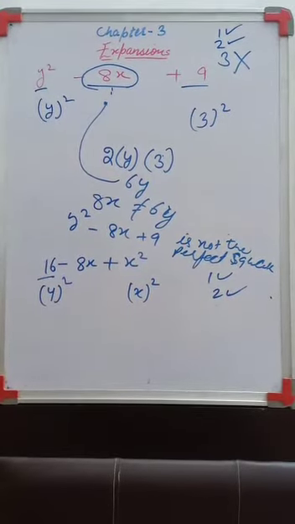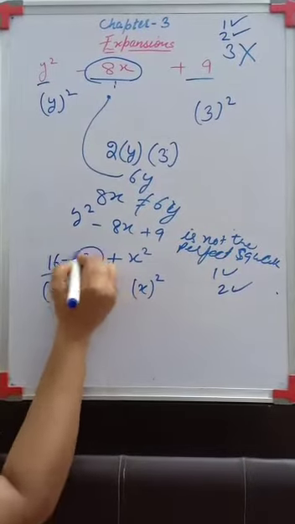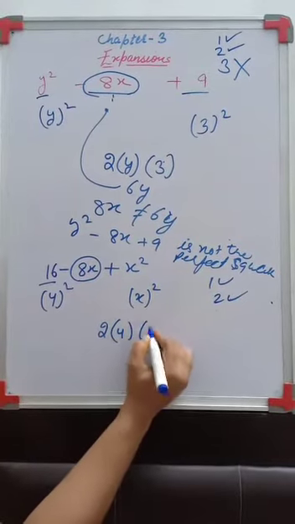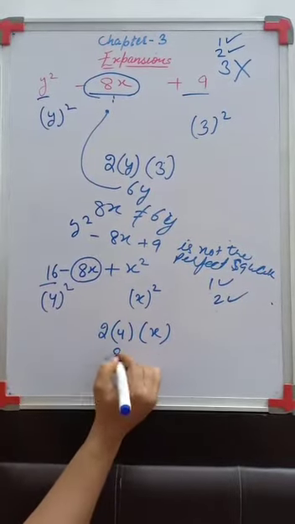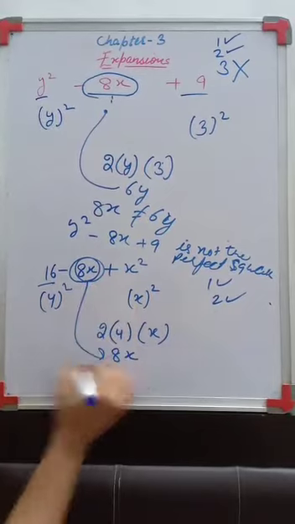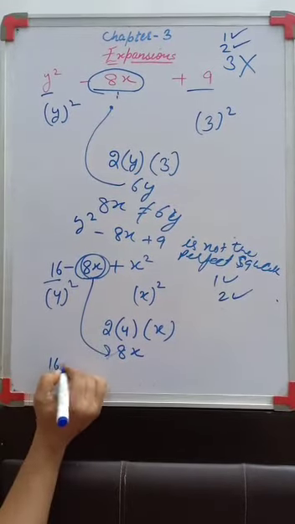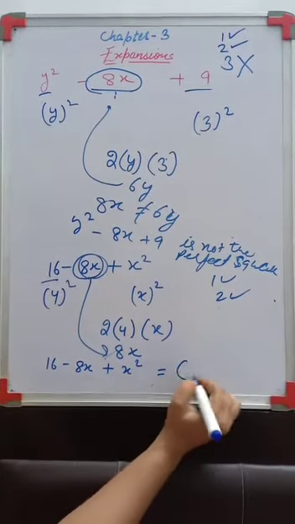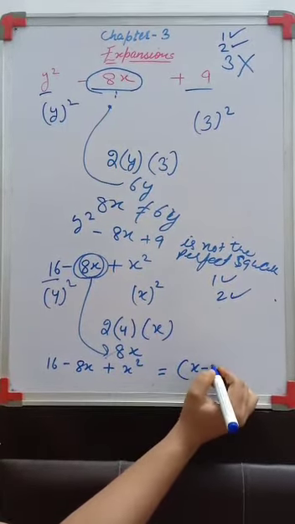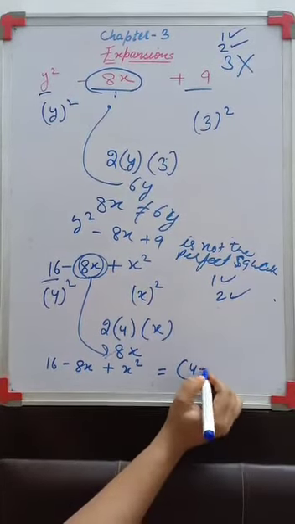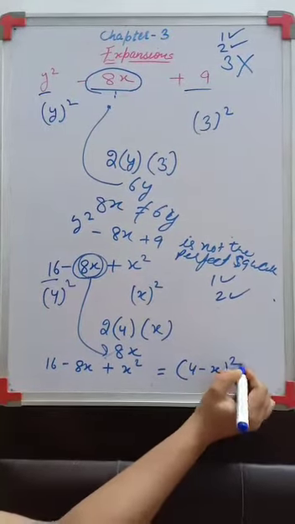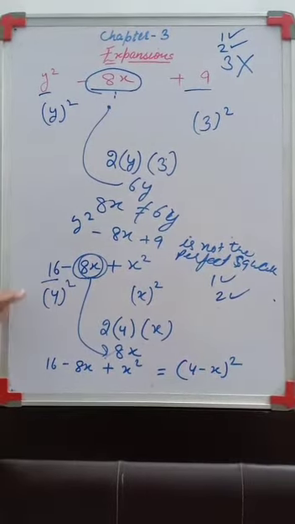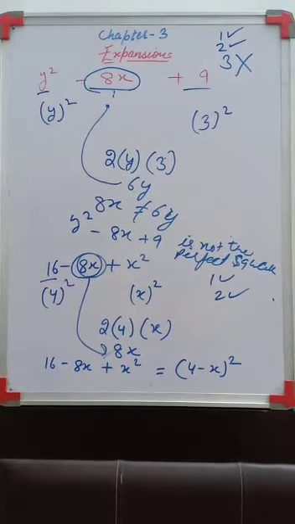Come to the third condition. Third condition is what? The third term must be equal to twice the product of the square roots of these. So it is coming 8x. This is 8x and this is also 8x. That means 16 minus 8x plus x square is a perfect square. Why? Because it can be written as 4 minus x whole square, right? That means to say 16 minus 8x plus x square is a perfect square.